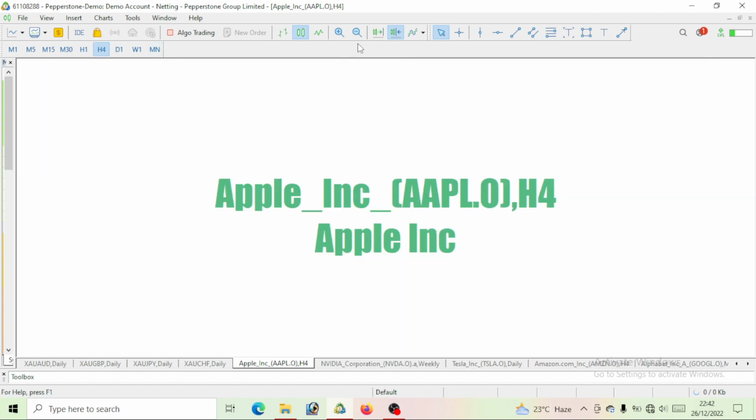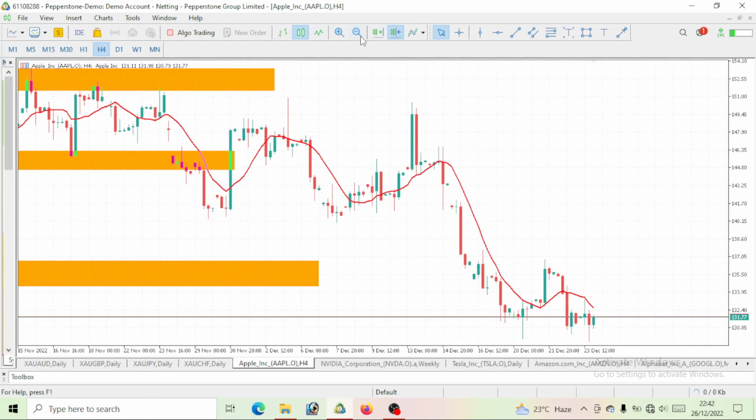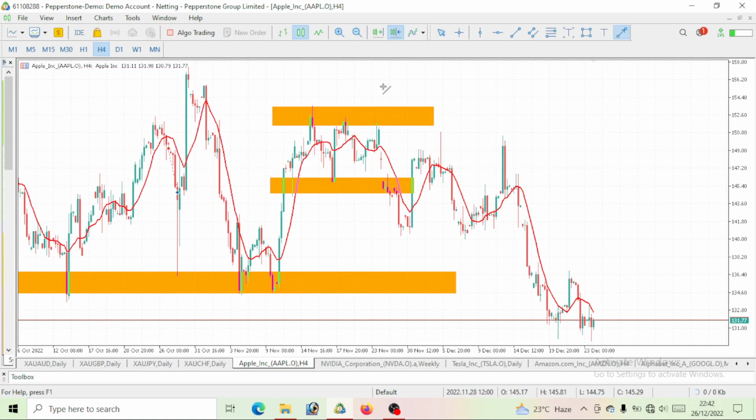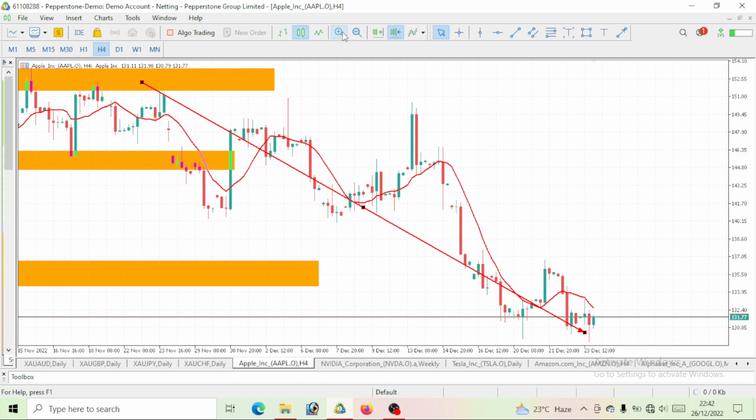A level of 129 and 128 on Apple stocks. Now let's go to the 4 hour time frame and see what it is actually showing us. We can see the 4 hour time frame is a downtrend move. Notice that we want to sell on this, and to do that, we would want to place that trade on the 4 hour time frame. And the 4 hour time frame is giving us a sell movement.